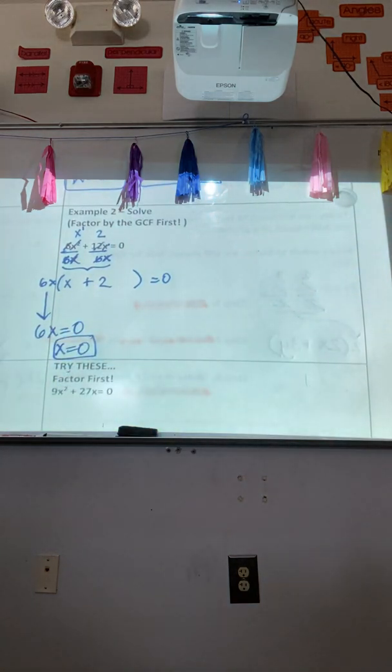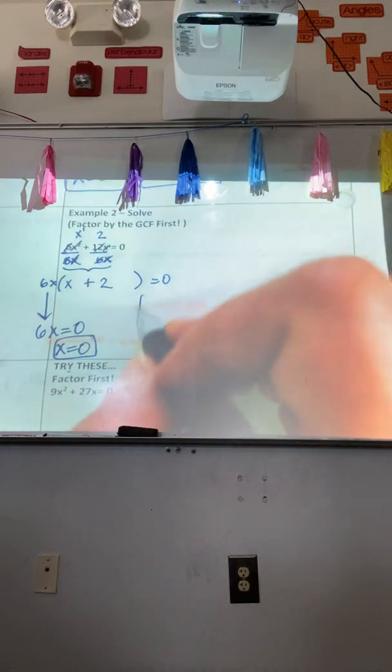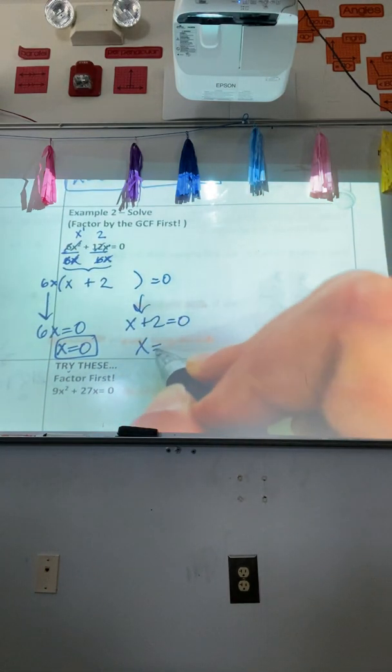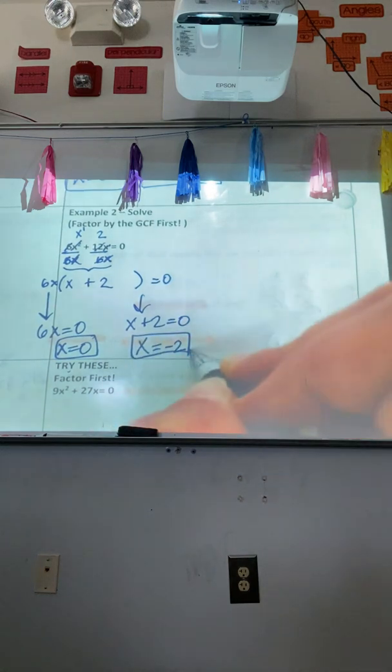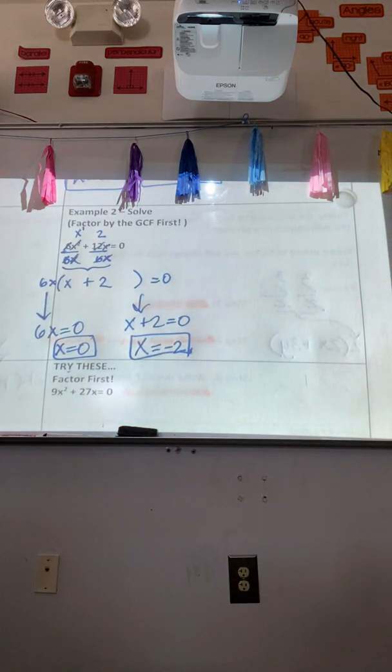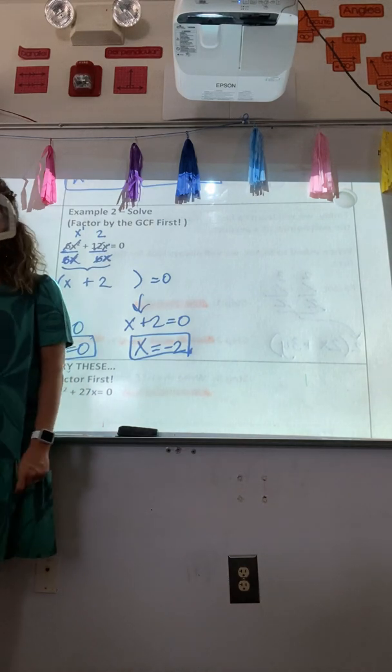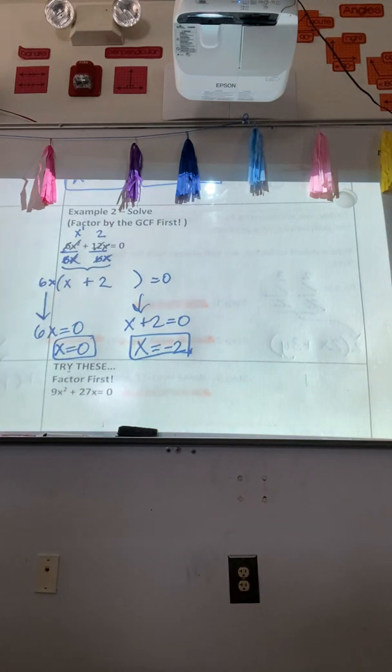Divide by 6 on both sides, you get 0. And then you have x plus 2 equals 0. Subtract 2, and you get x equals a negative 2. All right, so it's got to be set equal to 0. You got to be able to factor it out, okay? All right, flip your paper.